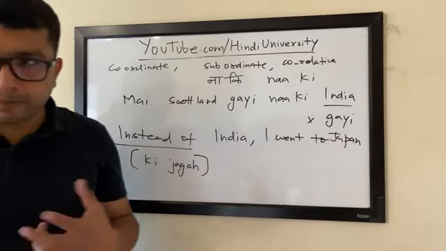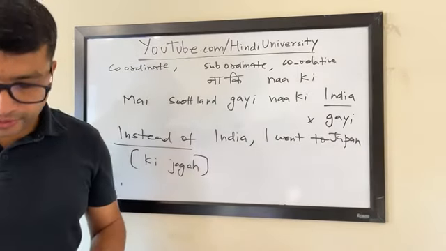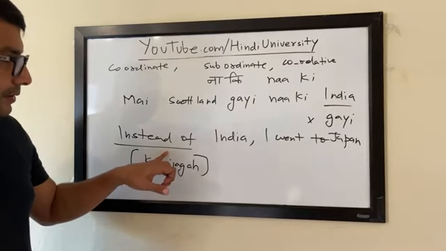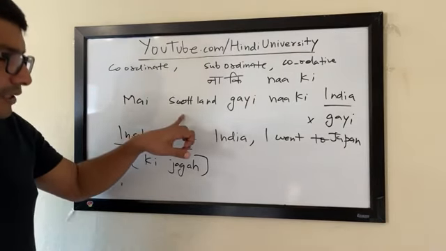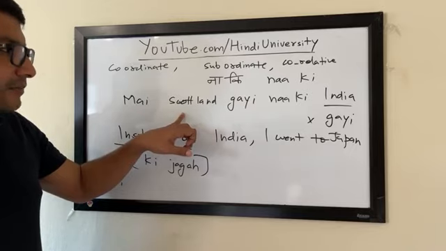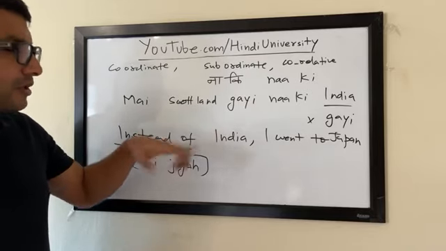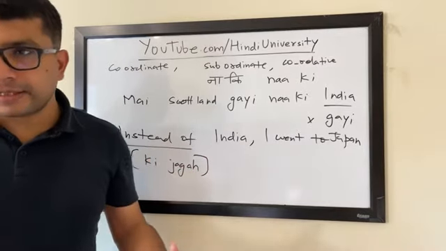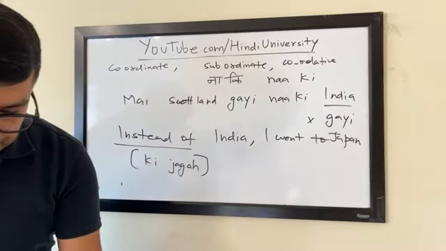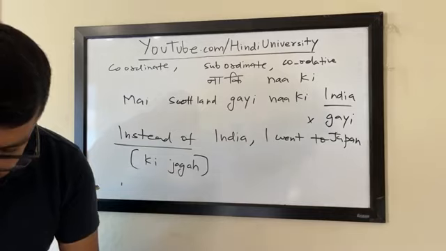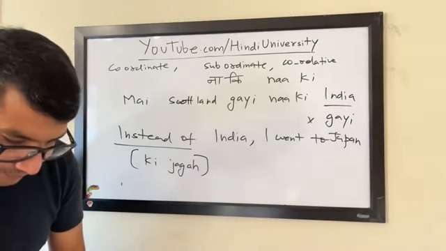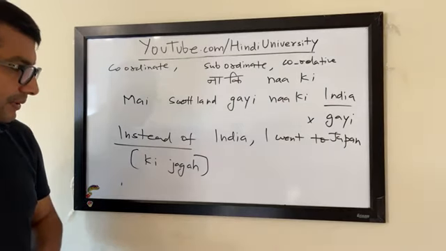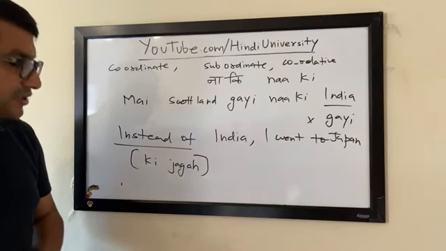That applies better basically when you want to shift. Right. So instead of is where you have two choices. There's no choice involved in the first one. In other words, you are simply stating the facts basically. If that helps you, that's right. So if we're on a flight and it is diverted somewhere, then you will use ki jagah. Instead of India, I went to Japan. That would be ki jagah.